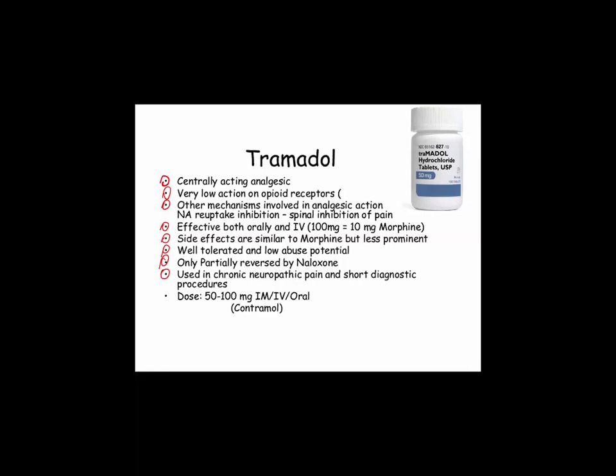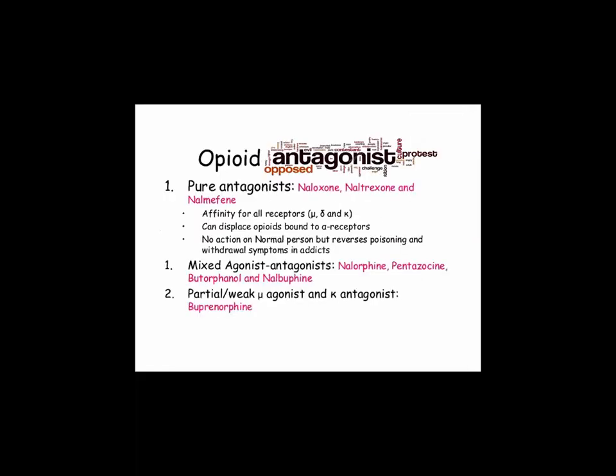And finally, opioid antagonists. Antagonists are opposite to the previous group of drugs. So we have discussed morphine, we have discussed tramadol. These are opioid agonists, stimulants of opioid receptors.